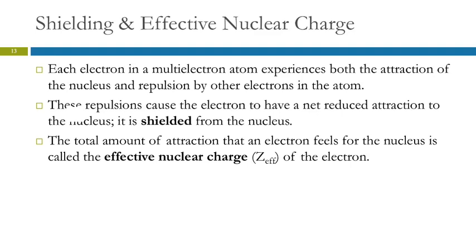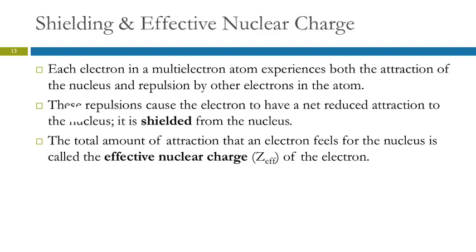So the attraction between an electron and the nucleus: the electrons are negative, the nucleus is positive, there's an attraction. That's going to depend on the distance from the nucleus. It's also going to depend on the charge of the nucleus. So there's attraction between the nucleus and the electron, but the electron is going to be repelled by other electrons in the atom. And so we've got this balance of attraction and repulsion.